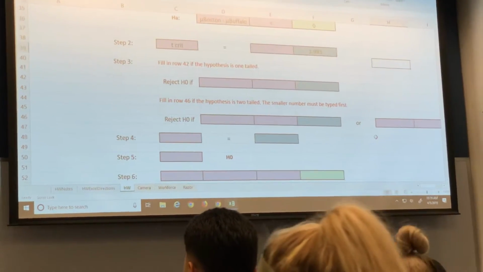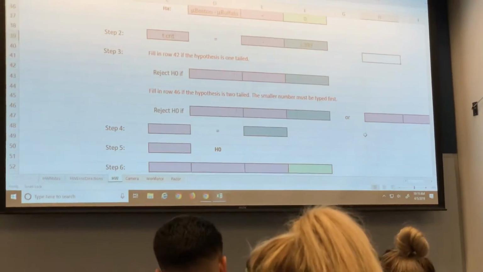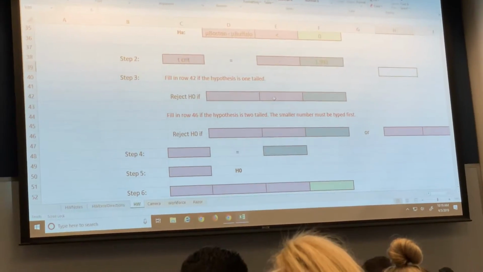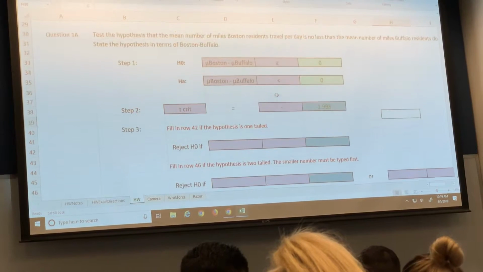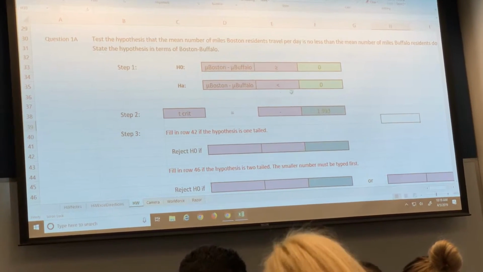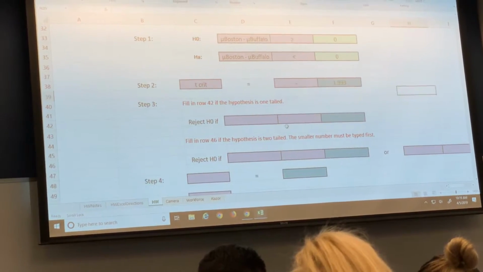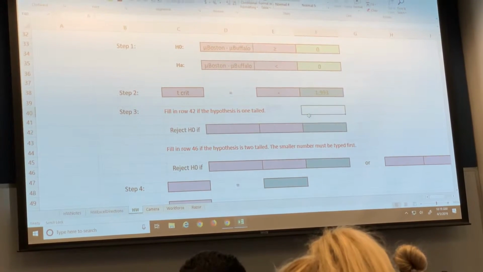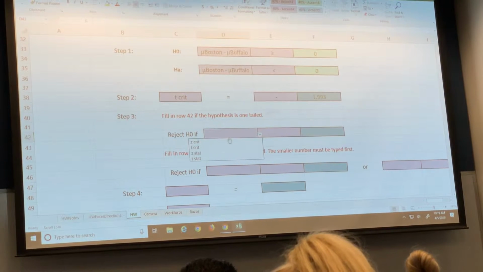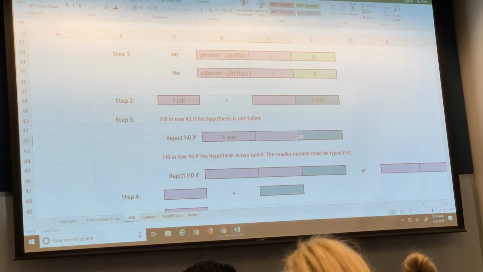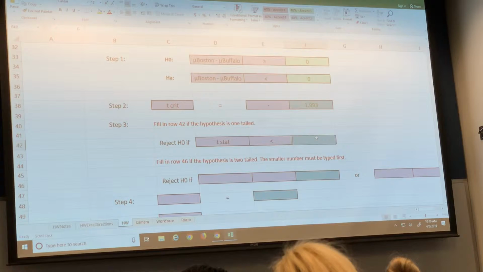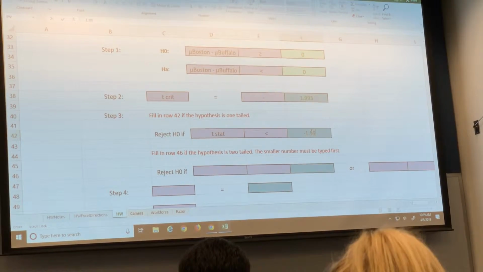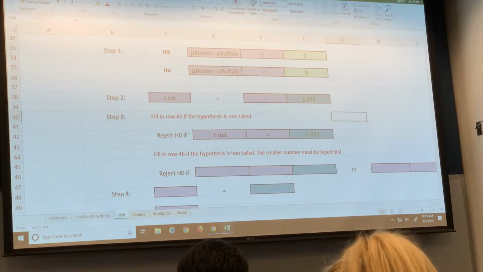All right. Step 3. What is my decision rule? Since we only have one tail test, this is the one we should focus on. Reject H0 if my t-stat is less than negative 1.993. This is my decision rule.